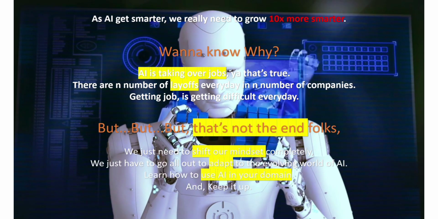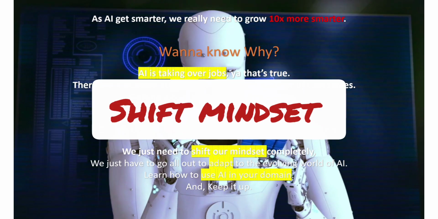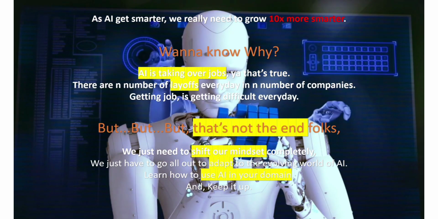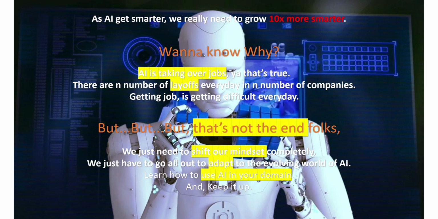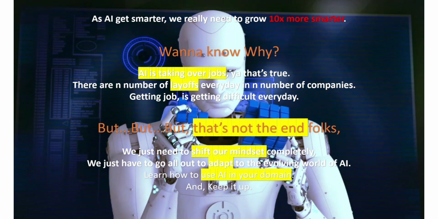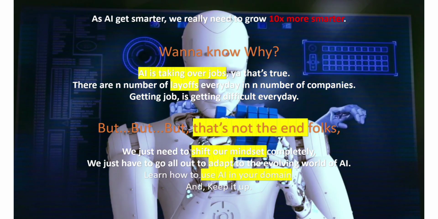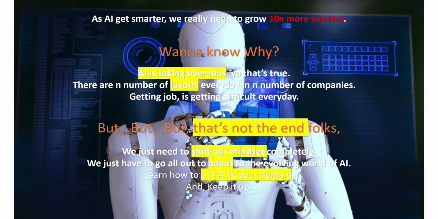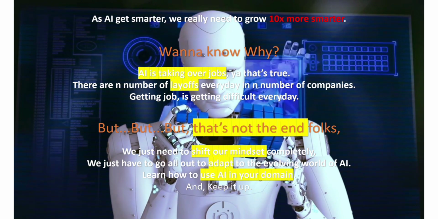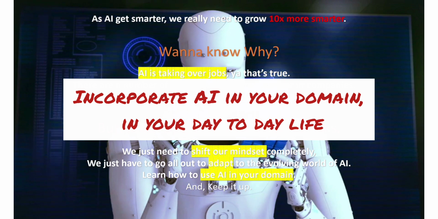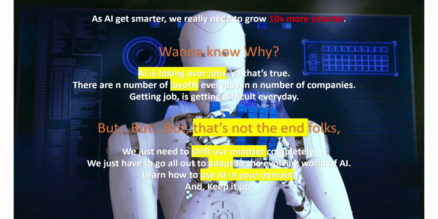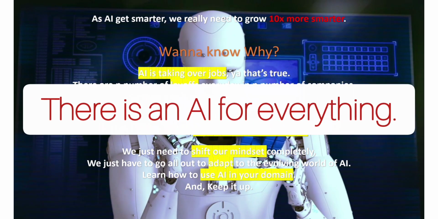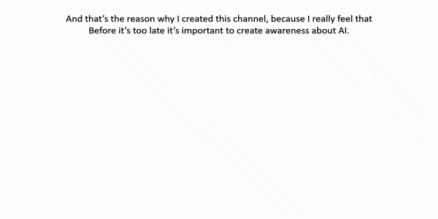What we have to do is shift our mindset completely. We have to change ourselves. We have to adapt to the changing world of AI. Once we tell ourselves that yeah, there is a big change, so we will evolve accordingly. Just tell that to yourself, and you can do it. What you have to do is incorporate AI in your day-to-day life, in your domain, in whatever task, small or maybe huge, whatever you're doing. Include AI in that. There's an AI for everything. So that's all we have to do to evolve ourselves with AI.